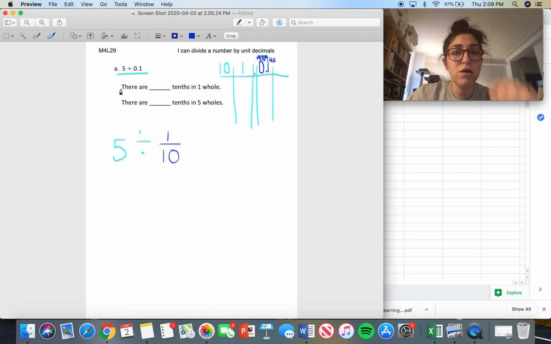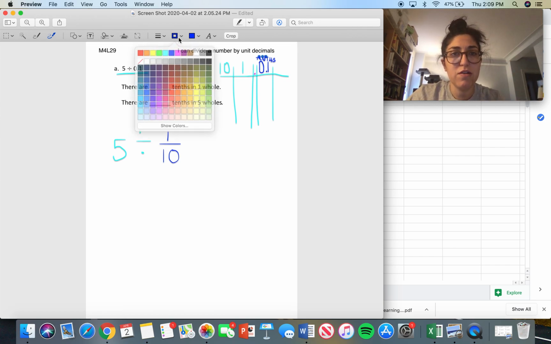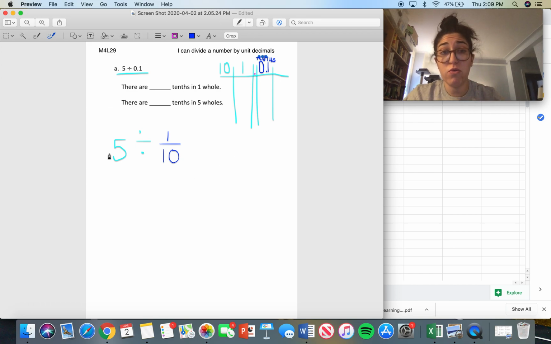But I want you to think about it the way that it's showing us here. By the way, if you are confused by how to do this, please go back and look at previous lessons on YouTube. They are all there, and we go into how we would divide something like this. Here, it's asking you to break down the problem into parts. The first thing it says is there are blank tenths in 1 whole. So let's make 1 whole.